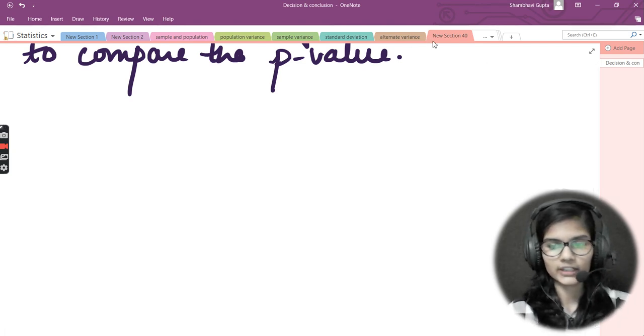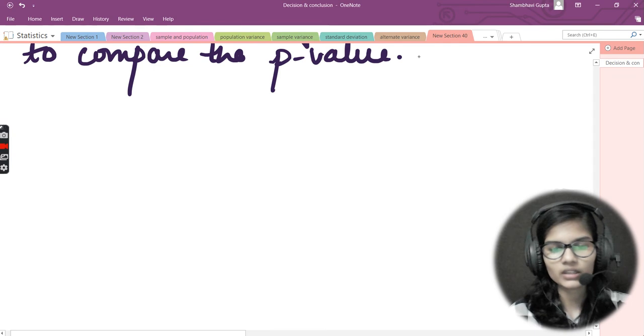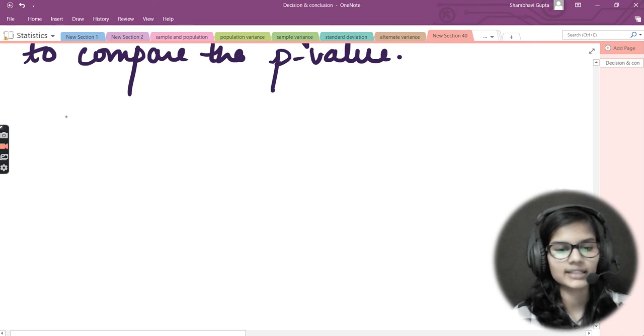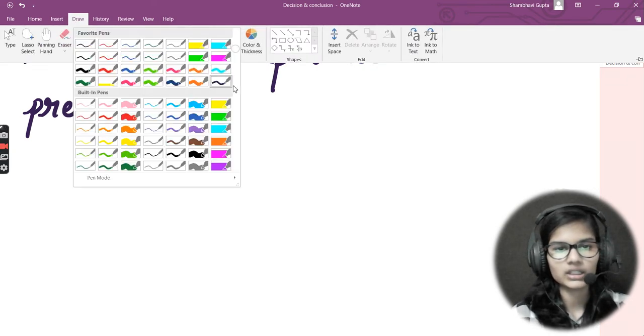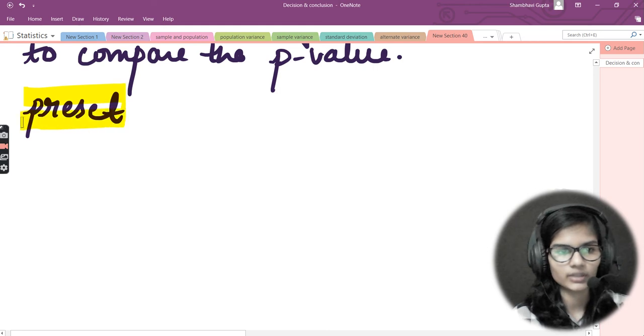So, to compare the p-value, after this I'll be putting some conditions here. Before that, there is one term I want to introduce, and that term is preset. Let me write that, preset, and let me put a highlighter here so that you know this is the topic we are discussing.